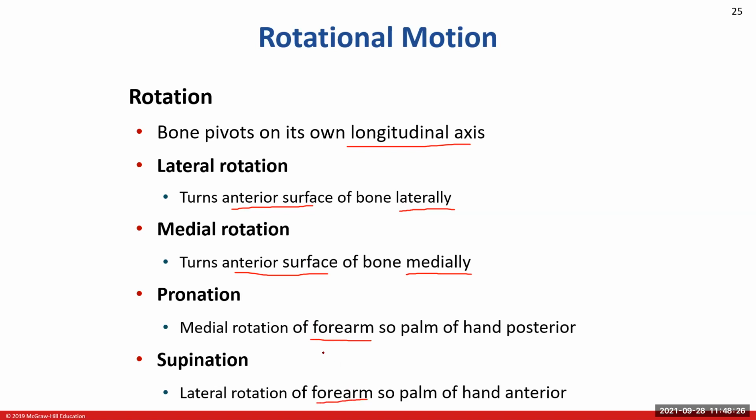Okay. So when we talk about pronation, we're referring to medial rotation of the forearm that is going to cause the palm of your hand to face posteriorly. Supination is the opposite. We're going to undergo lateral rotation of the forearm, so the palm of the hand is going to go anteriorly.